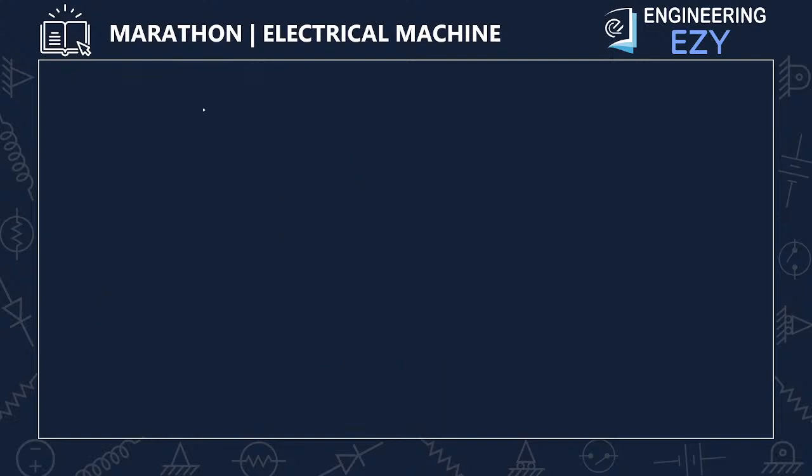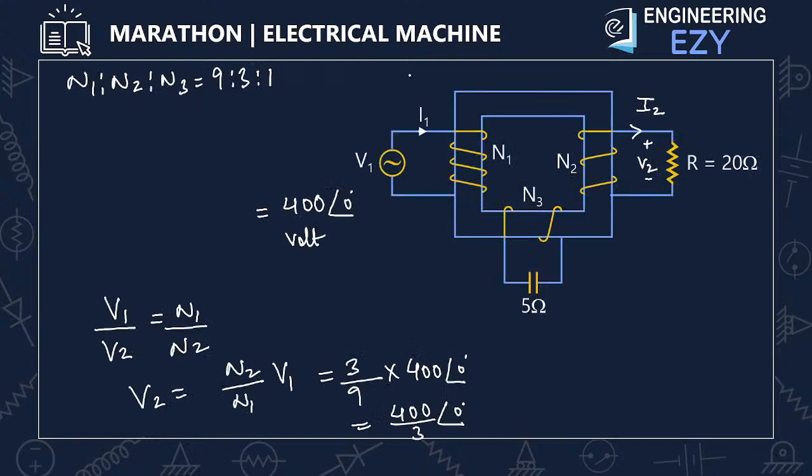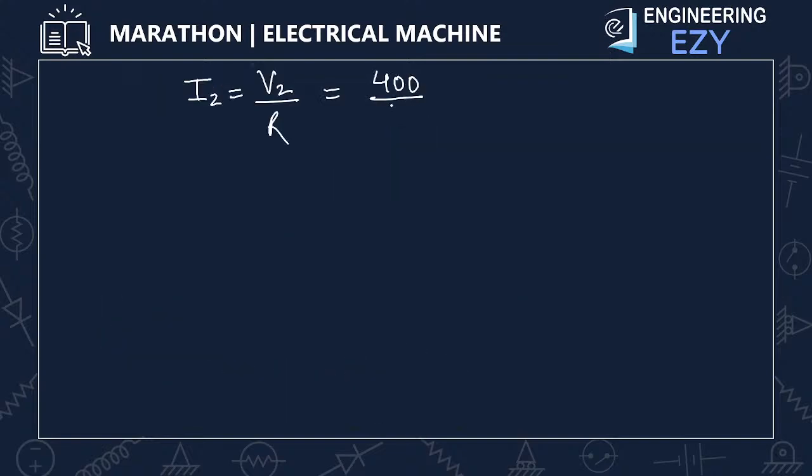I2 is V2 by R, because it is a pure resistive circuit. V2 we have calculated as 400 by 3, angle 0, divided by R. What is the value of resistance? 20 ohm. So I am getting 20 by 3 angle 0, because in a pure resistive load the current is always in the same phase with the voltage. So the secondary current is 20 upon 3 angle 0.